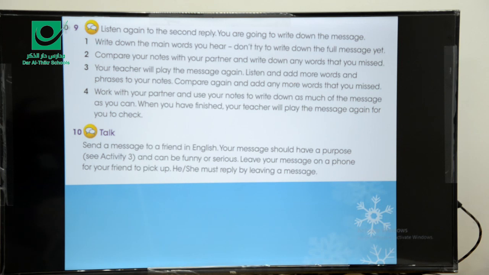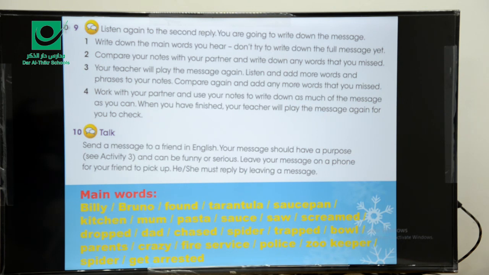Yes. So I think your list of the keywords is ready. Try to compare them with this. Yes, these are the main words. If you look: Billy, Bruno, found, tarantula, saucepan, kitchen, mum, pasta sauce, dropped, dad, chased, spider, trap, bowl, parents, crazy, fire service, police, zookeeper, and get arrested. These are the keywords for the second reply.